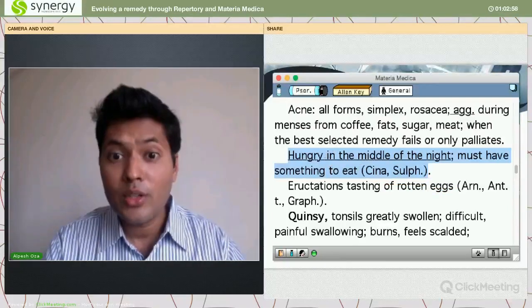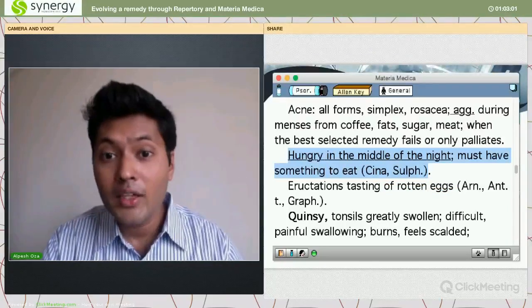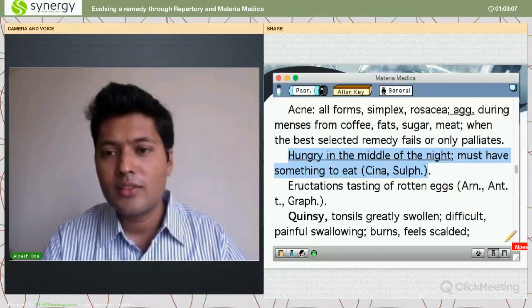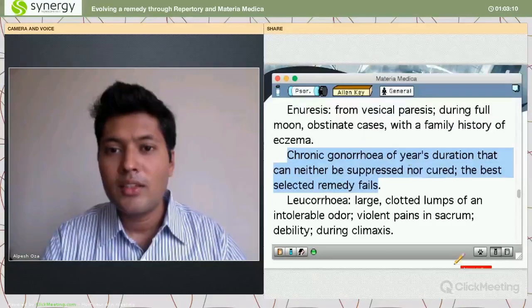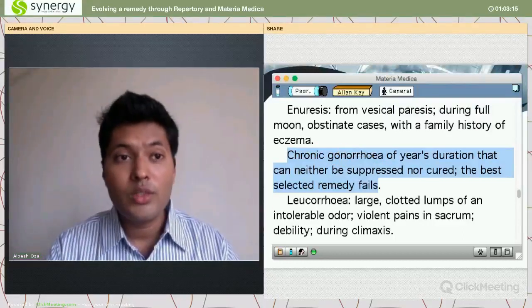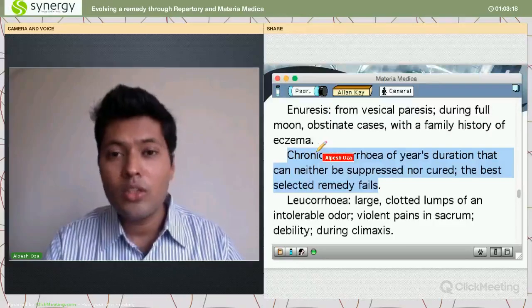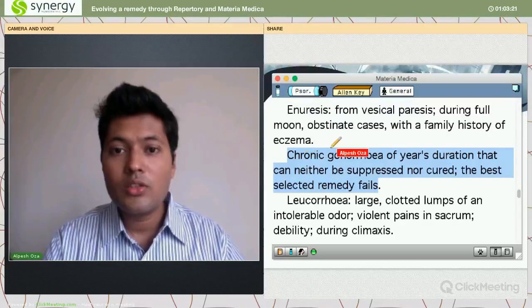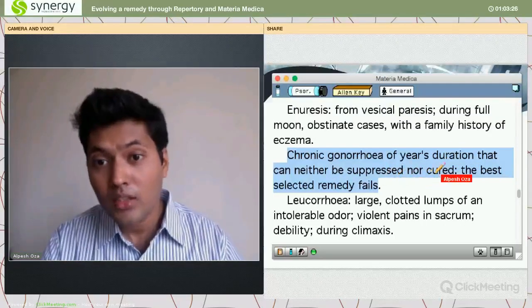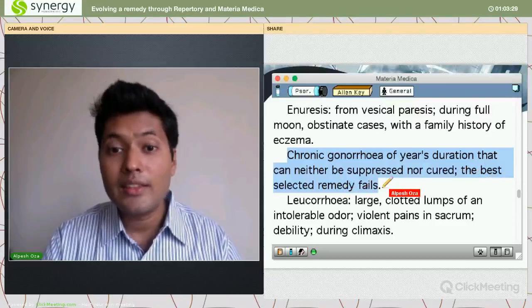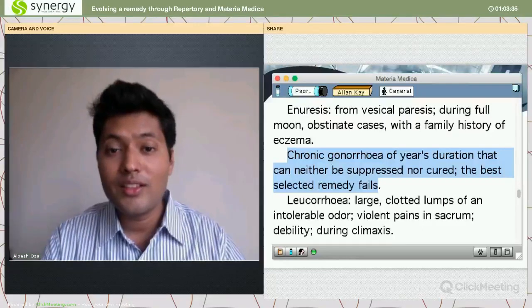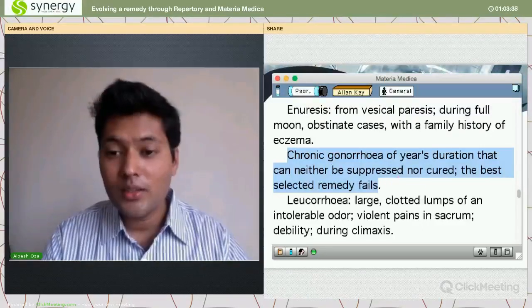Then a very peculiar symptom, hungry in the middle of the night, must have something to eat, just as Sanicula and sulphur. Then a very interesting symptom, normally in gonorrhea we think of remedies like Medorrhinum, but here it is given chronic gonorrhea of years duration that can neither be suppressed nor cured. The best selected remedy fails, then in such cases we have to think of our remedy Psorinum.